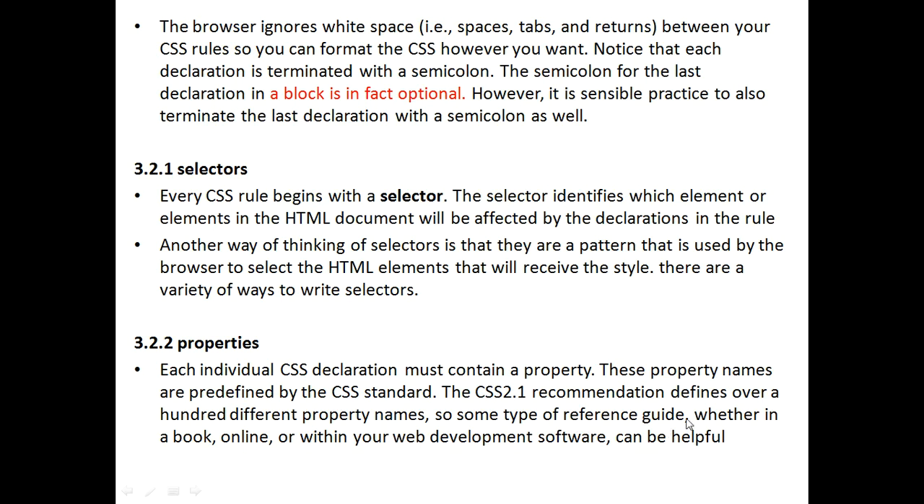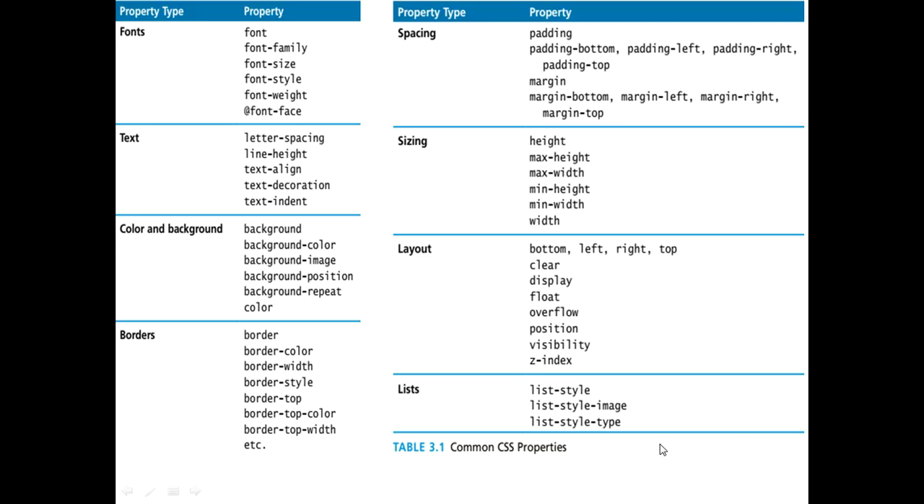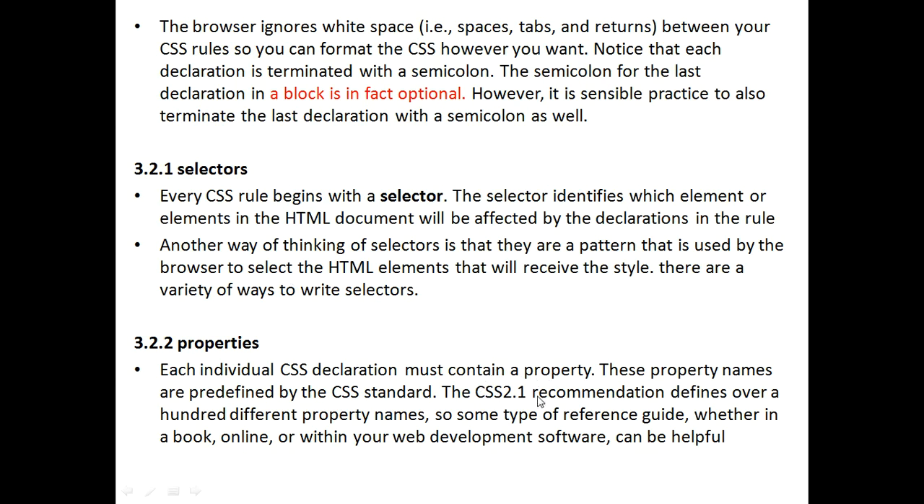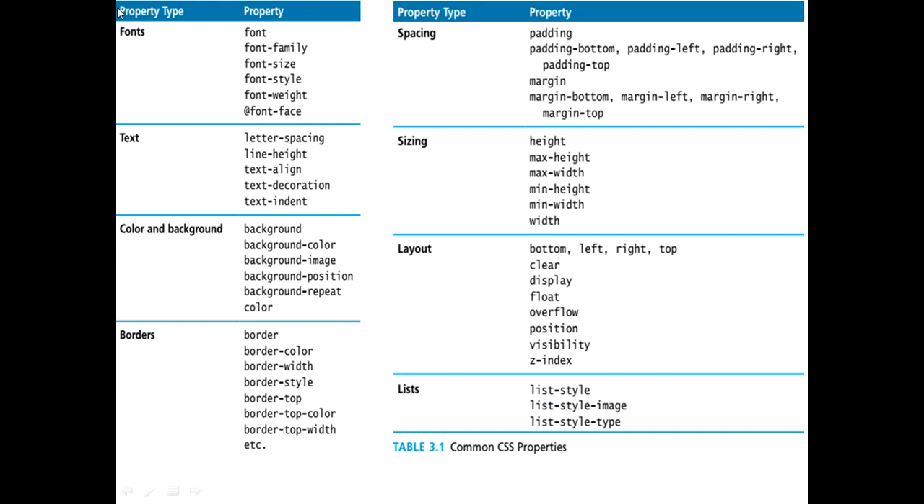So some type of reference guide, whether in a book, online or within your web development software, can be helpful. They give us a property list, which we consider as CSS 2.1. These are the properties you have to use in CSS: font family, font size, text, color, background color, border, right? It's a small set; a huge set is available. You have to practice individually with examples. Then only will you get to know the use of all these properties.